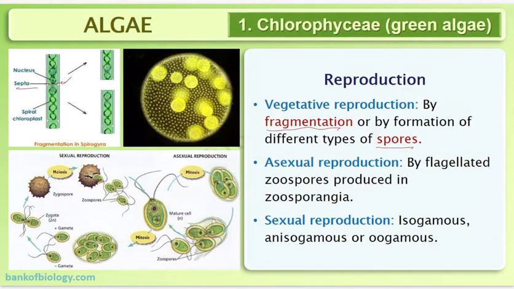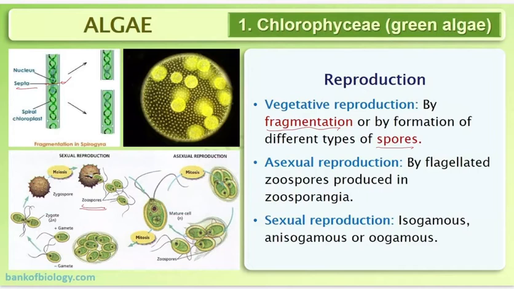Now here you can see the fragmentation in Spirogyra. There is a ribbon-like structure with a septa, cytoplasmic cell wall. This gets broken, forms two pieces. Each piece will develop into an adult. That is fragmentation. Asexual reproduction is by the flagellated zoospores produced in zoosporangia.